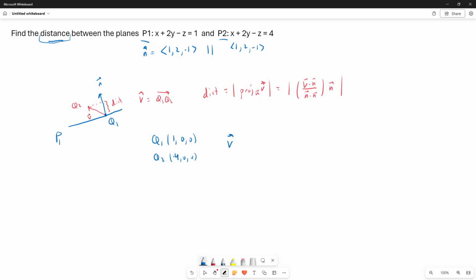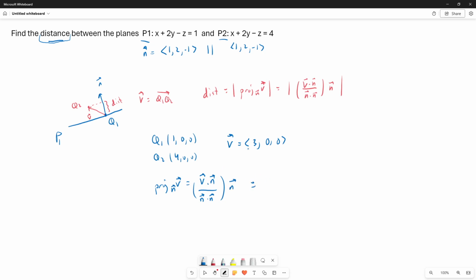Then the vector v goes from the point q1 to the point q2. So we take the components of q2 minus the components of q1. So v is the vector 4 minus 1, 0 minus 0, and 0 minus 0. So v is 3, 0, 0. And then we have to calculate the projection of v onto n, which is v dot n over n dot n times, that's a number, a scalar, times the vector n.